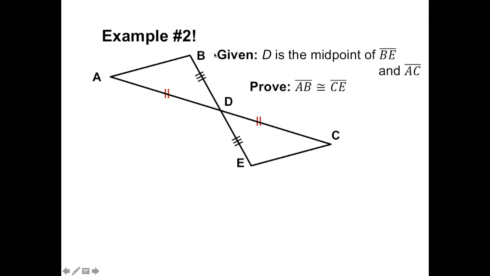So we can mark this all up here. We have a side here, a side here. We're not going to use SSS here. Why do I know already that we're not going to use SSS? Well, we're trying to prove that this side is congruent to that side. So we're not going to use the SSS postulate because we don't know yet whether AB actually equals CE. So we have two pairs of corresponding sides congruent.